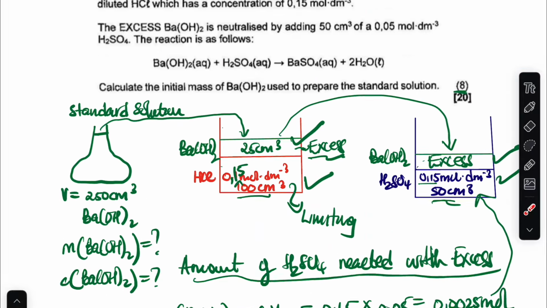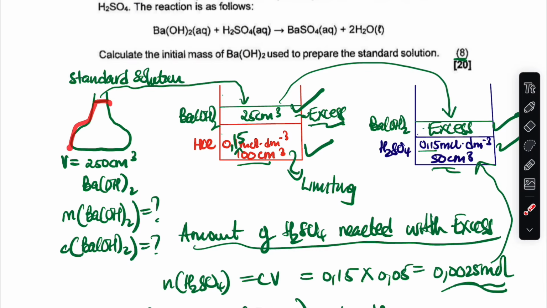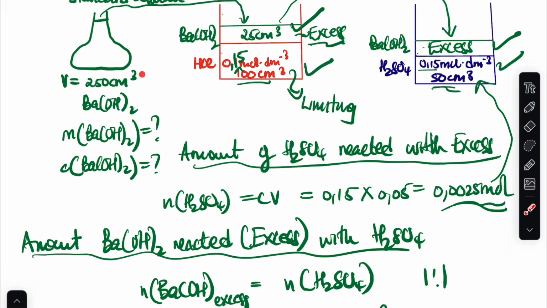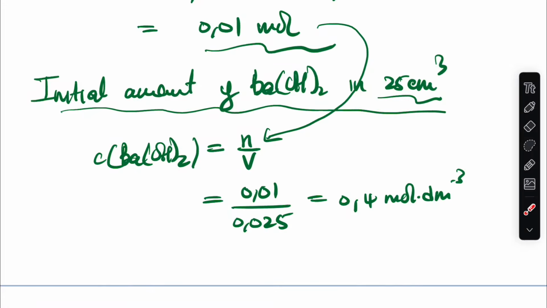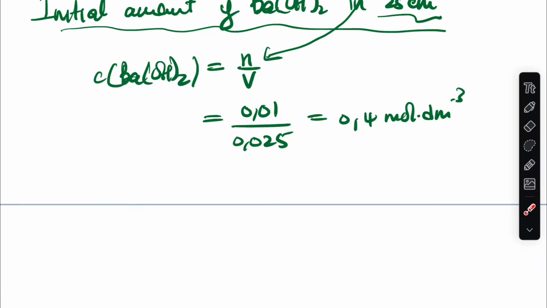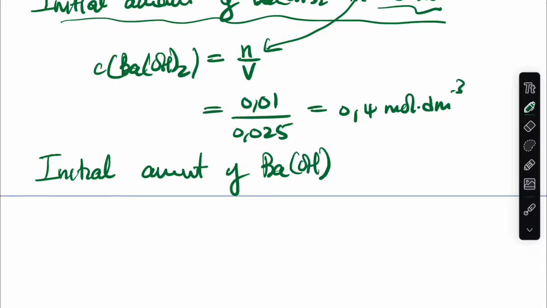Now the question wanted the initial mass. So remember, the initial mass was in 250. So we have to change this concentration in terms of what? 250 now, in terms of 250 mole per dm3. So we're going to say now the initial amount, again it's still an initial amount, of barium hydroxide in 250. Now we're calculating it in the standard solution.